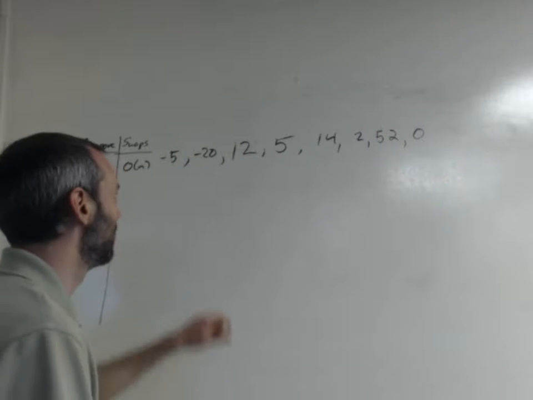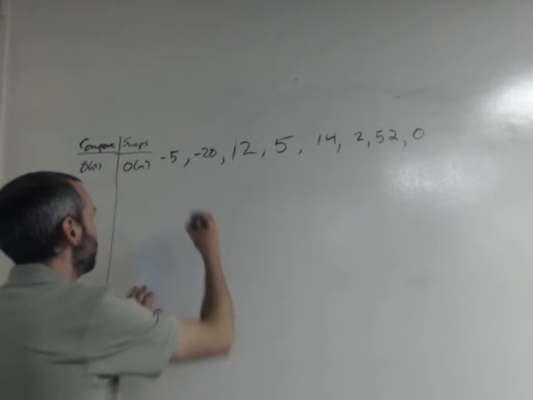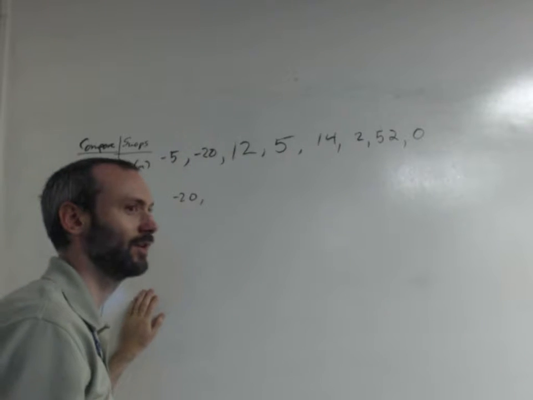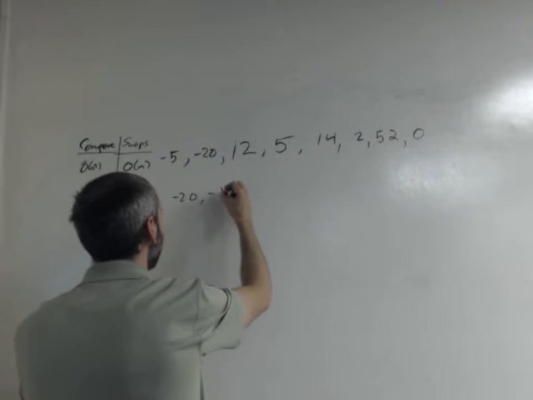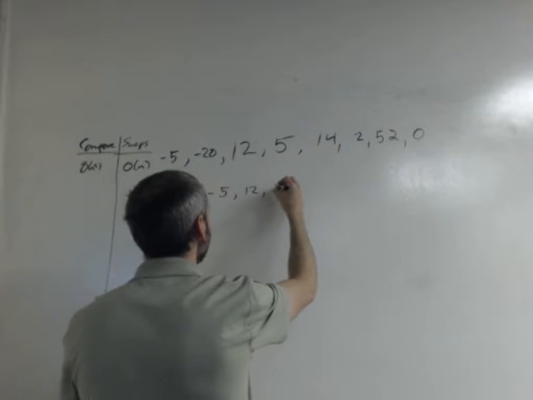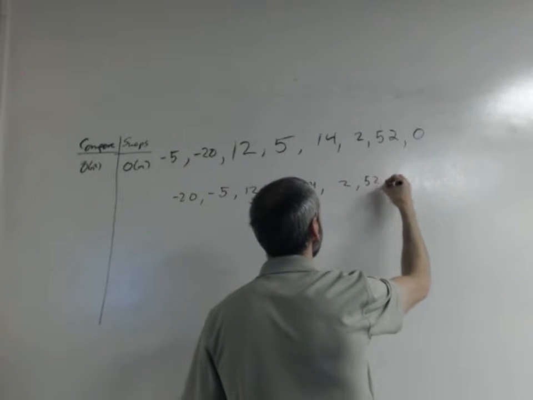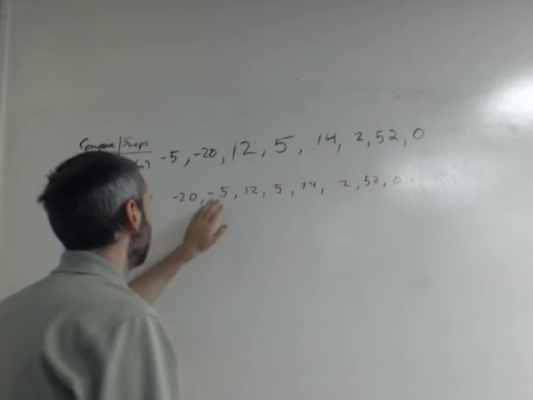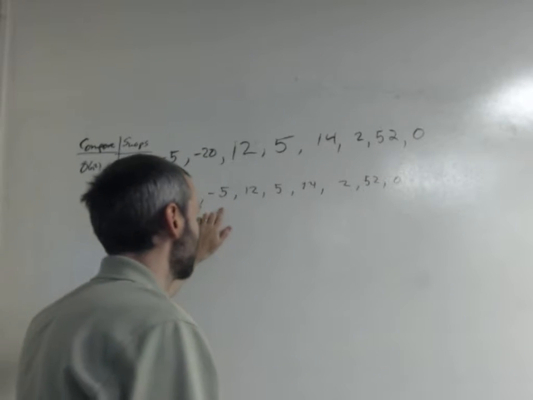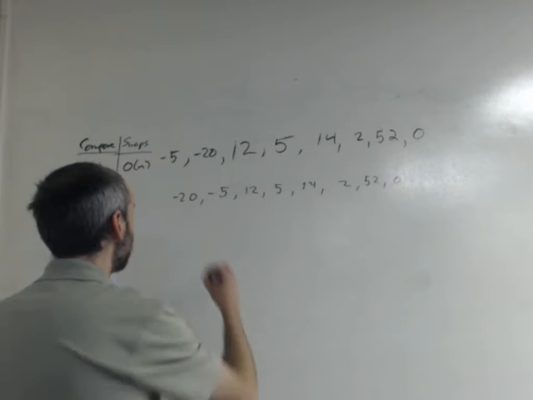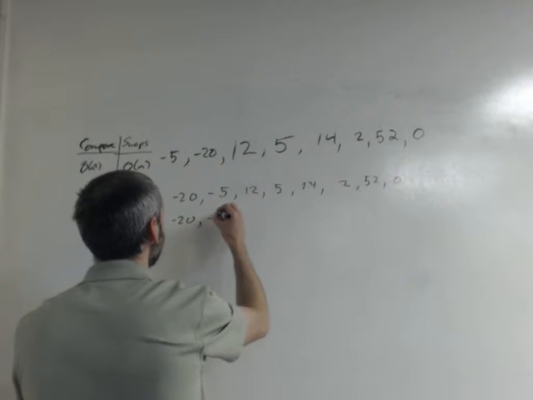All the points. Yes. So we need to move the -20. And what was the -20 swapped with? -5. So we put the -5 here, 12, 5, 14, 2, 52, 0. Great. Now we need to find out what goes next. What's the lowest one? Hey, -5. All right, so we write the line again.